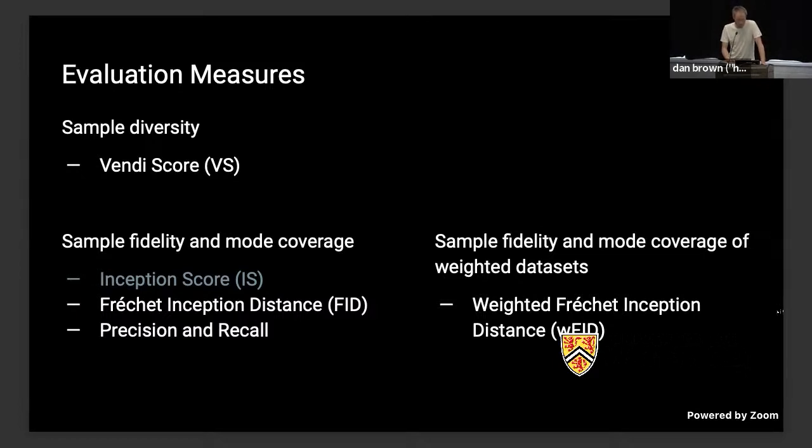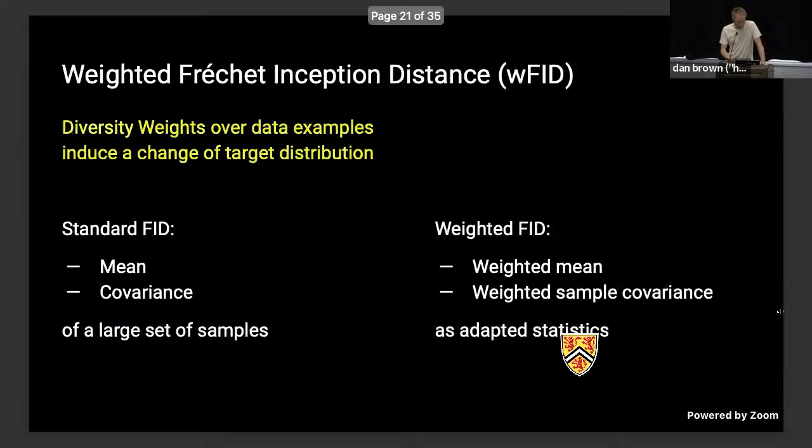We did, however, make an adjustment to Fréchet inception distance, because when you introduce a weighting scheme over different training examples, you modify the target distribution. So where standard FID uses the mean and covariance of a large set of samples, we now have to instead use a weighted mean and a weighted sample covariance as the adaptive statistics.